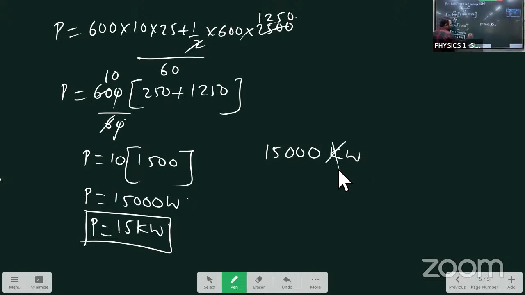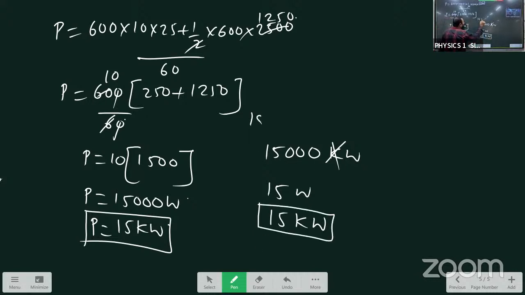Sometimes they are writing like this: 15 watts. Again, this is the wrong answer. It is 15,000 watts, nothing but 15 kilowatts. Kilo is nothing but 1,000. Kilogram is 1,000 gram, kilometer is 1,000 meter. Kilo indicates 1,000. That's why 15 kilowatts, otherwise 15,000 watts. Don't mix two answers. You go 15 kilowatts, otherwise 15,000 watts. This is the problem for work, kinetic energy, work energy theorem.